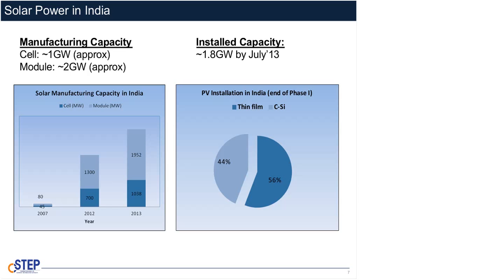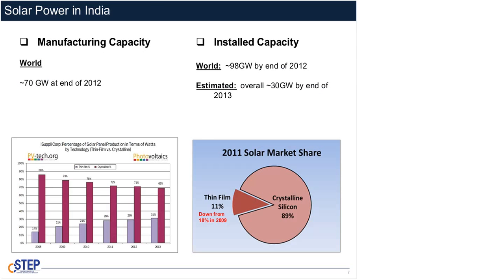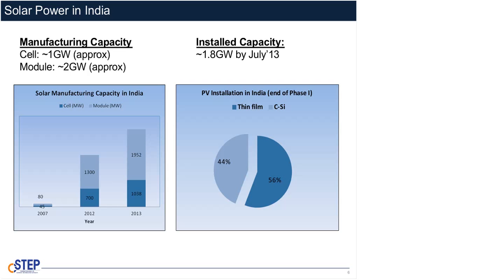So a majority of the solar projects used imported thin film modules from the US, primarily First Solar. So this is the reason why there are these two different scenarios. One is 11%, while in our country it is 44%.